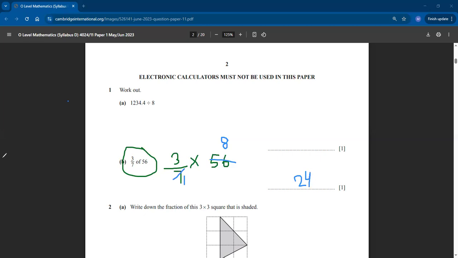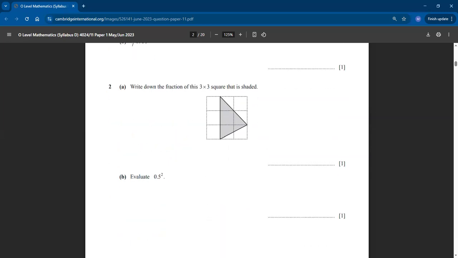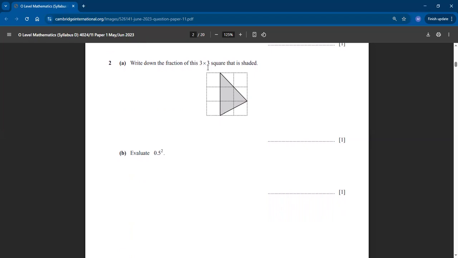Okay, let's quickly move on. This is question number 2. Write down the fraction of the 3 by 3 square that is shaded. You have to write down what part of this is shaded. Now, how do you work it out? You first find out the total number of squares that we've got. This is a 3 by 3 grid, so that means there are 9 boxes in total. So that means the denominator is going to be 9.